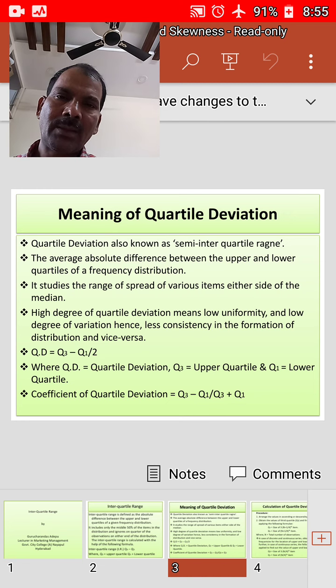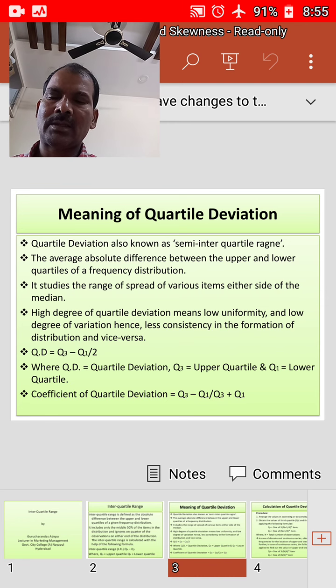To overcome the limitations of range, we discussed the interquartile range. Another method of dispersion called quartile deviation is introduced. We are going to discuss the meaning of quartile deviation here. It has been developed from the interquartile range only.